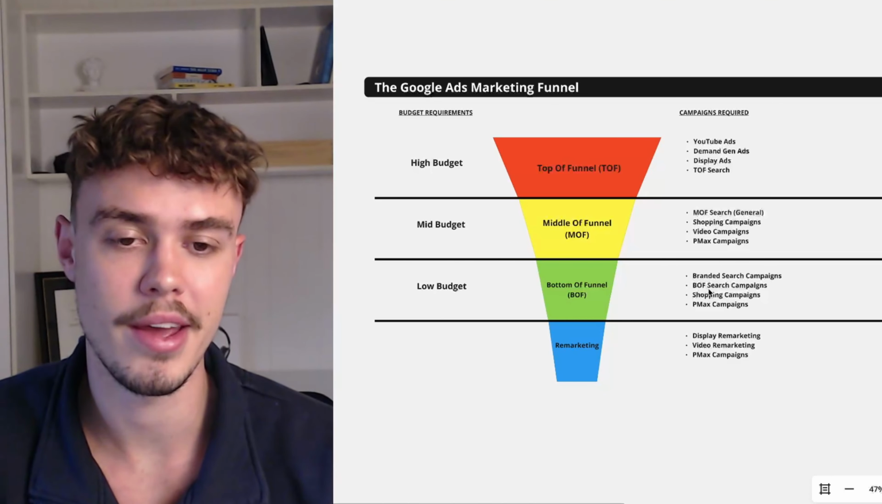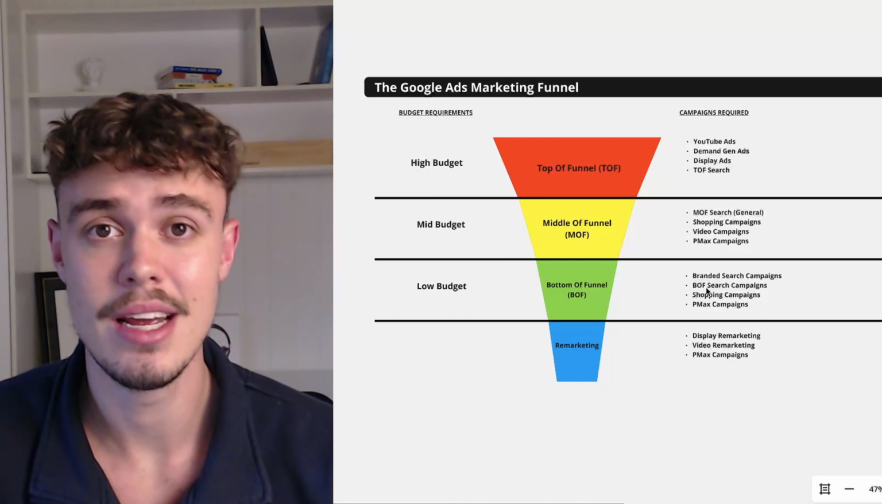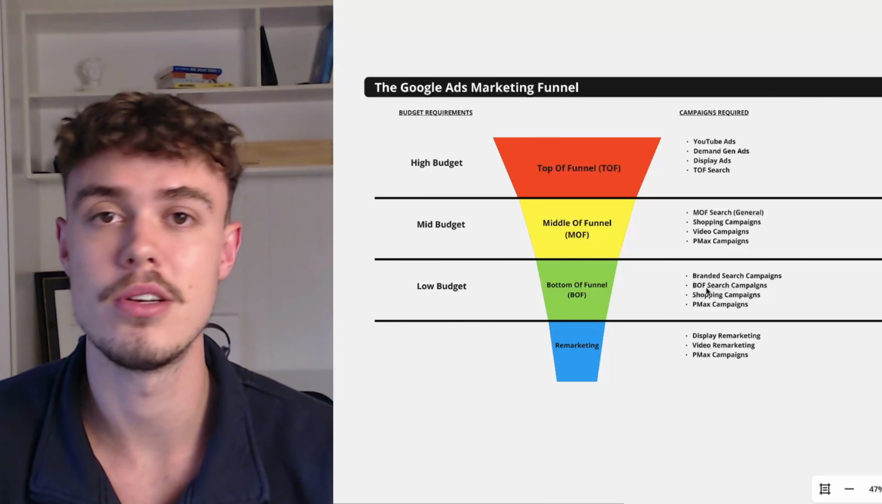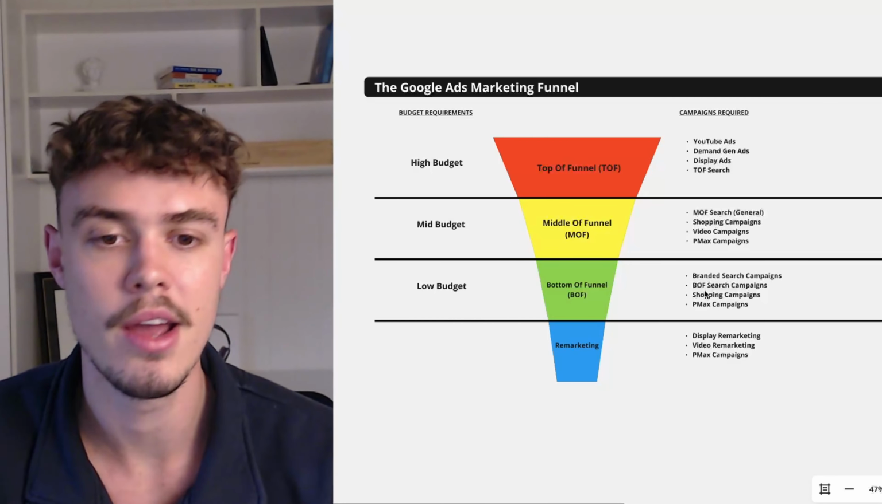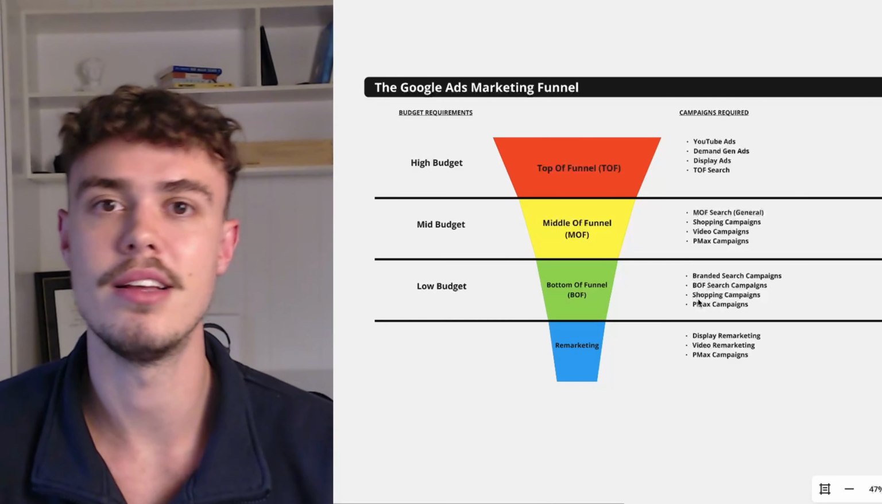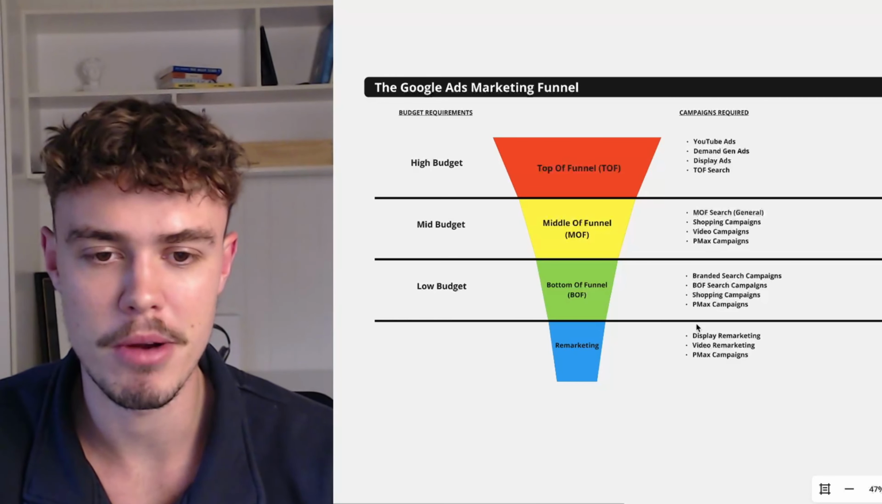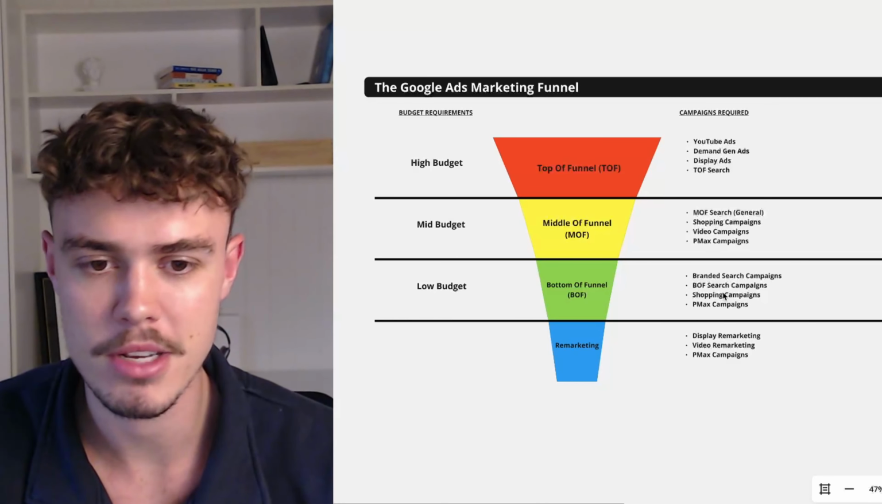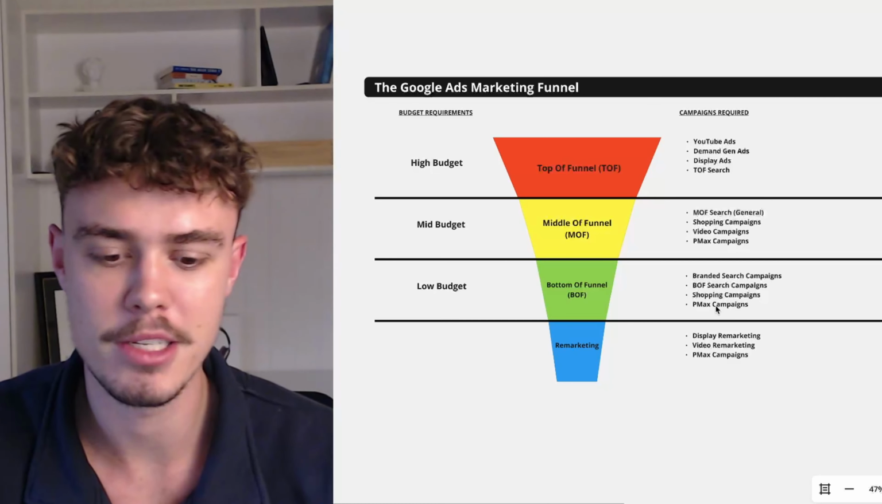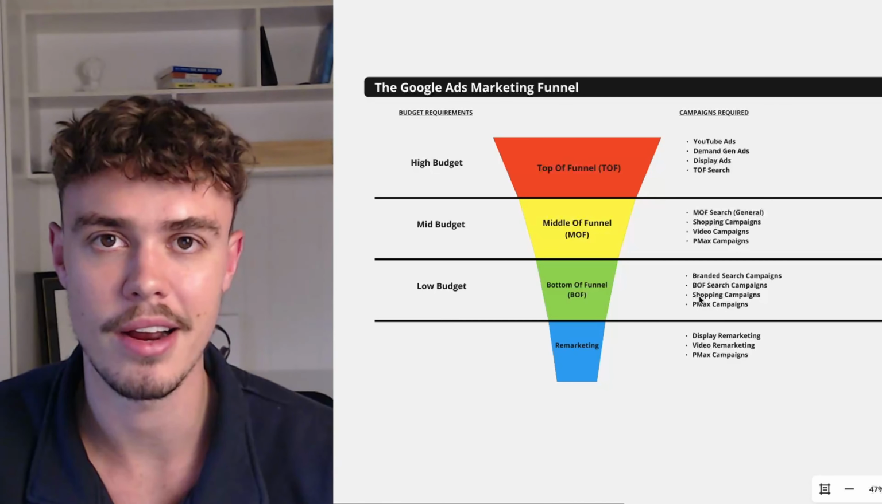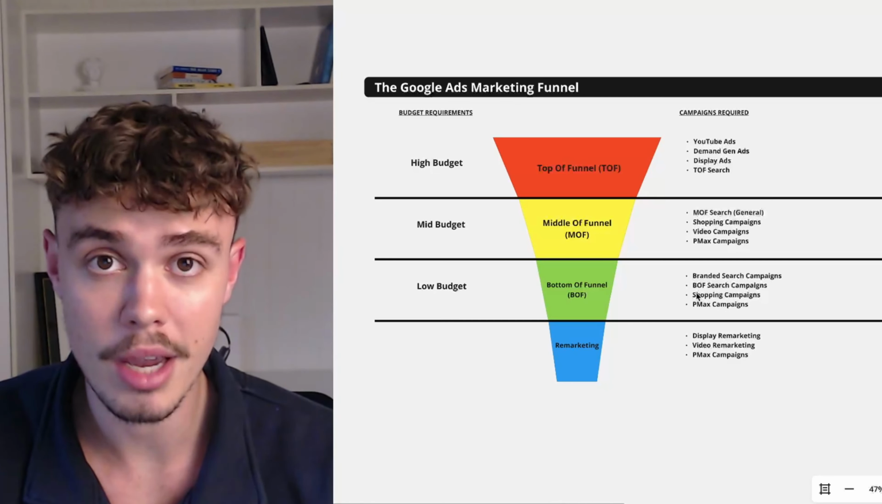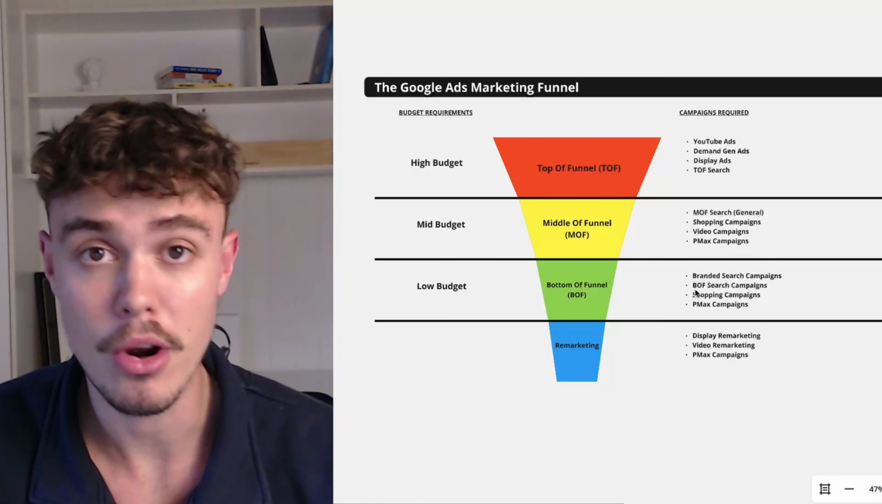Bottom of funnel search, on the other hand, is people who have high intent to purchase your product, but they're not necessarily searching for your brand. So this would be a search like women's size 8 denim jeans, or whatever it may be, right? I don't really know women's size very well, so hopefully it makes sense. And then you got shopping campaigns, PMAX campaigns. Again, shopping campaigns that target high intent purchasers, people who are looking for your products. They may or may not know your brand.